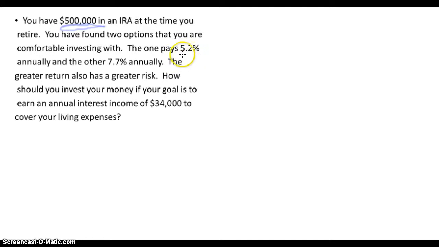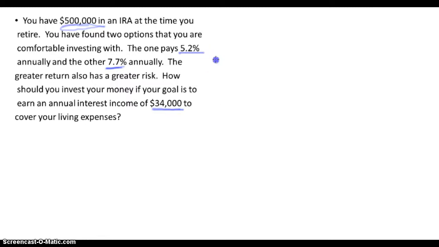We've also done our research and we found two accounts that we're comfortable with. One pays 5.2% and the other one 7.7%. We talked about before that with the greater return there's greater risk, so we don't want to put all of it in the 7.7%. We've also figured out our goal, and our goal was to have an interest earning of $34,000 from these two accounts and this investment.